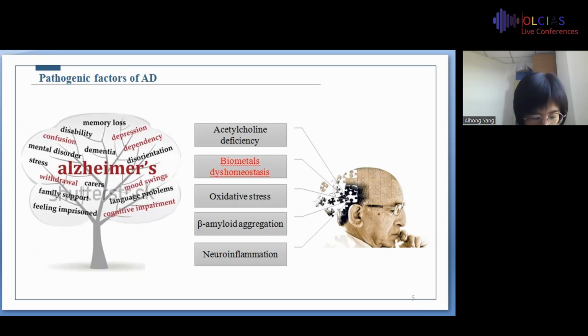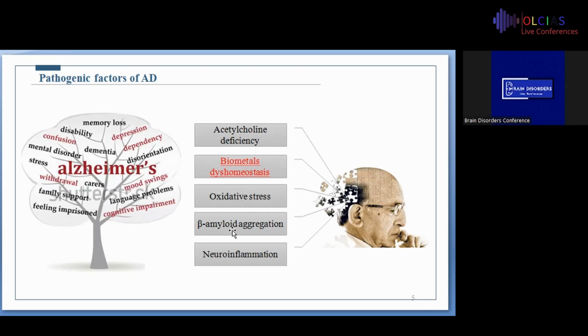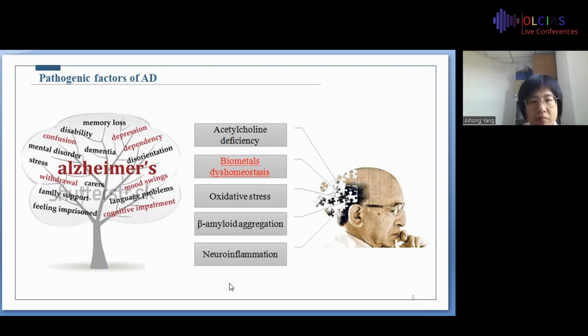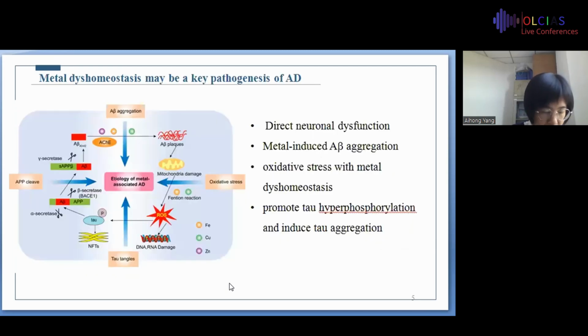Multi-factors have been implicated in the etiology of AD. They might contain acetylcholine deficiency, biometals dyshomeostasis, oxidative stress, beta amyloid aggregation, neuroinflammation. Although the exact pathogenic mechanism of AD is still unknown, numerous research efforts have increased the understanding of the disease at the biochemical, cytopathological, and genetic levels.